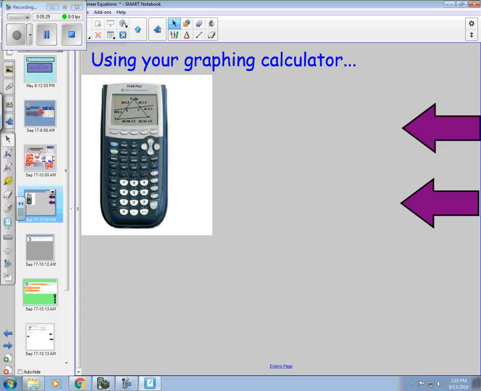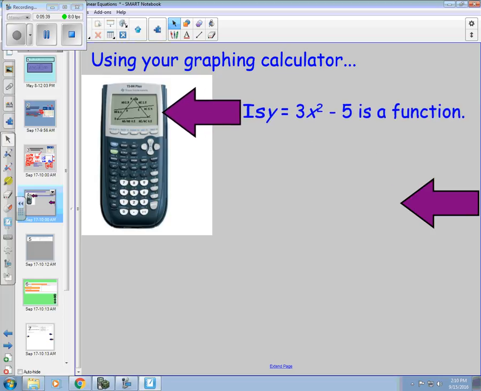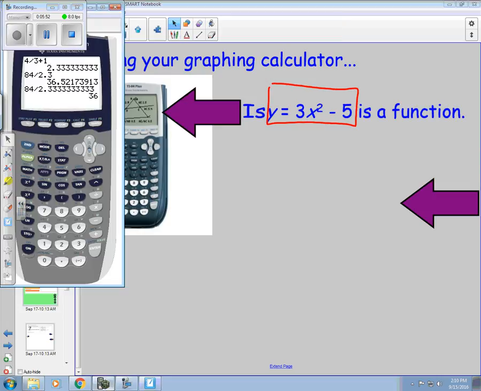Okay, using your calculator, we want to be able to look at some of this stuff with the graphing calculator. Is this equation y equals 3x squared minus 5, would that be a function or not? Well, to graph something out on the calculator, if you have a TI 84 or 85, 84 or 83 calculator, hit the y equals button, which is kind of in the upper left hand corner, and then you want to type in this graph here.